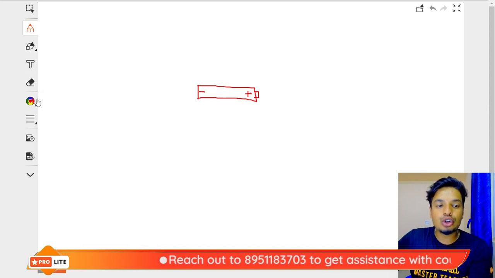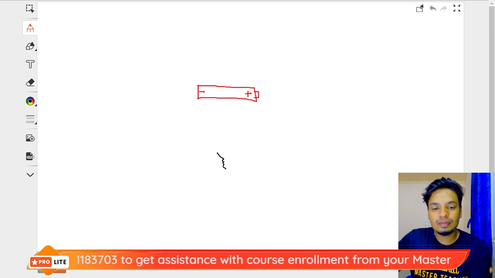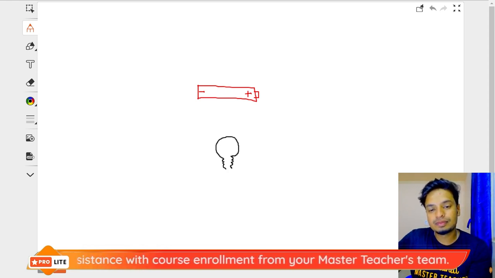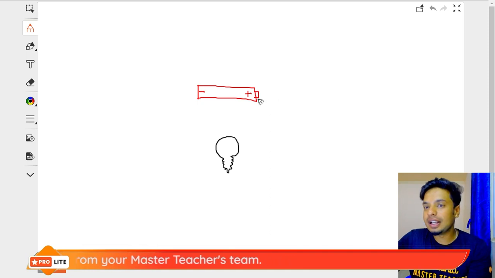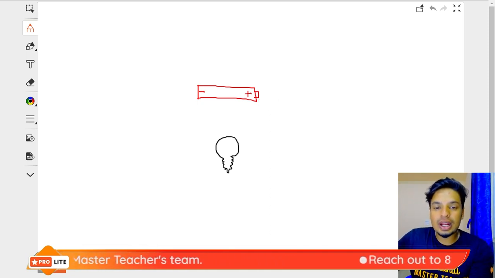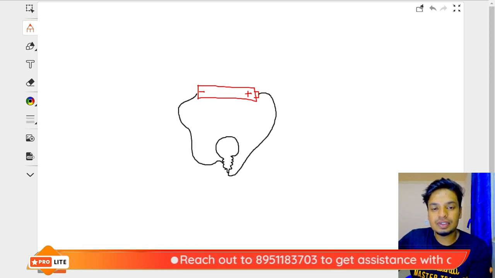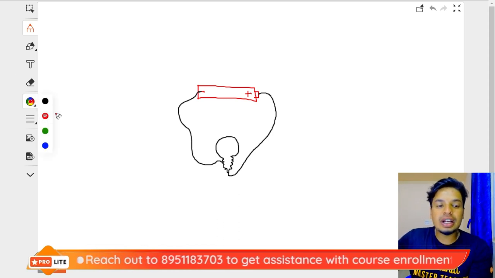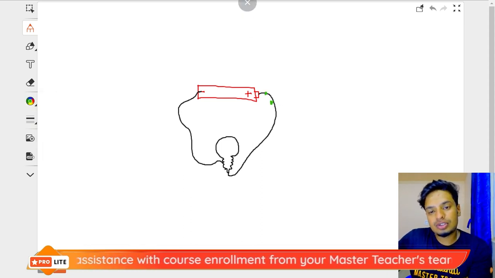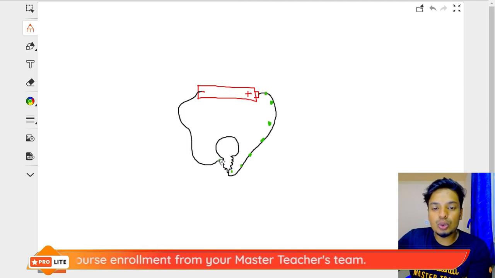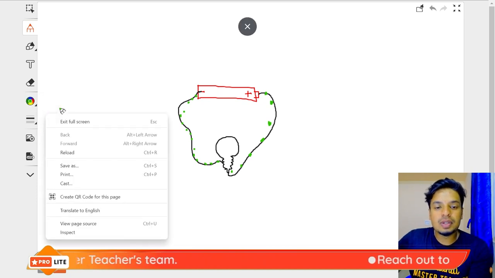Now I have to draw the source of light, which is a bulb. See, I told you I'm good at drawing. Now I need to connect the two terminals of the cell with the bulb. So one wire from here and one more wire from here. Done. Now what will happen? The electric current will start flowing through this circuit, isn't it? Through the bulb and back to the negative terminal. And what happens? The bulb starts to glow.